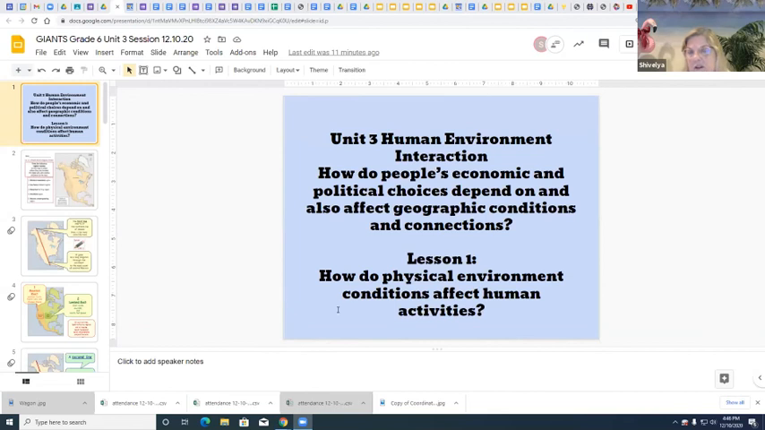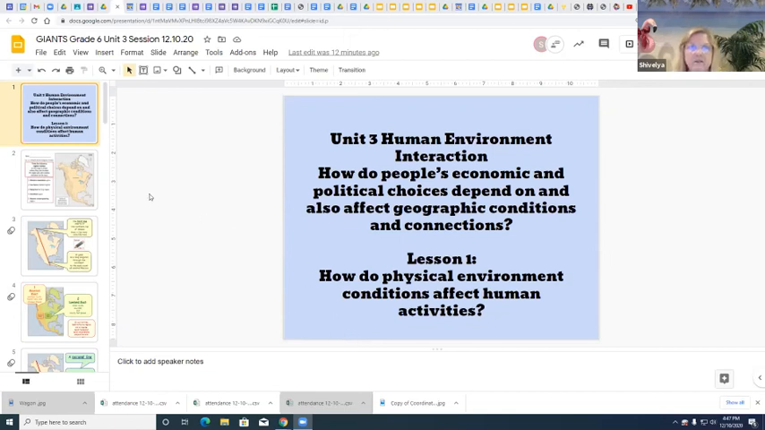So this is what we're going to take a look at. The first question here is the compelling question, and that's the overarching question and theme about human-environment interaction and how people's choices, both economically and politically, depend upon and can affect their environment, the geographic conditions they're living in, or how they use those conditions and make connections. So the first lesson focuses mainly on the physical environment and how it would affect human activity.